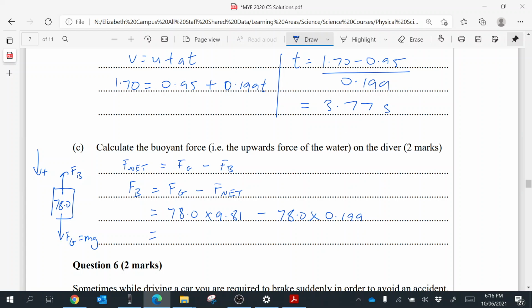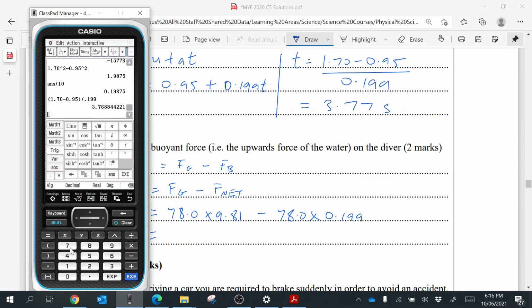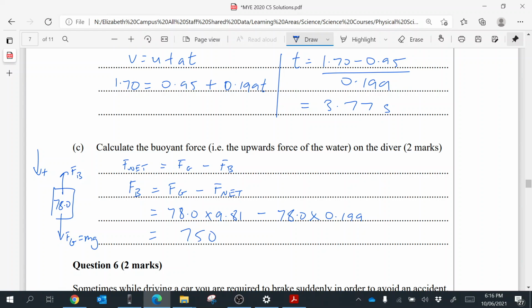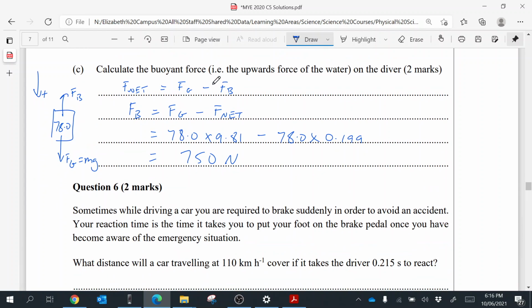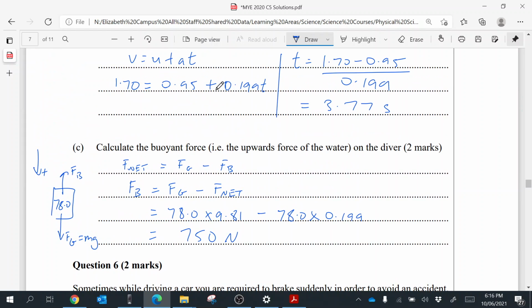Okay, let's have a look at these differences. Another way we could have done it, I'm going to take 78.0 as a common factor: 78.0 times 9.81 minus 0.199. So the buoyancy force is 749, which I'm going to round up to 750 newtons. Okay, 750 newtons, good. We'll do question 6 quickly in the next video.